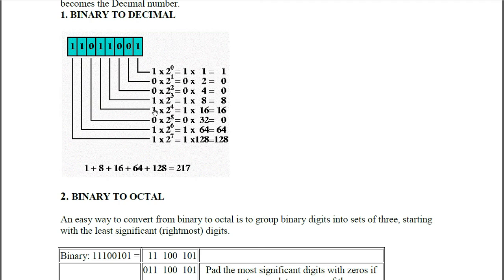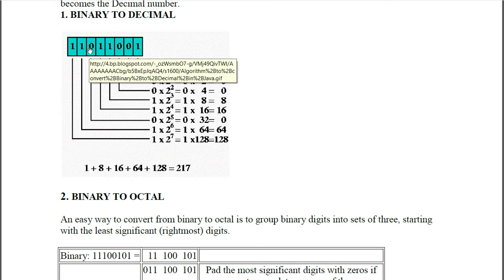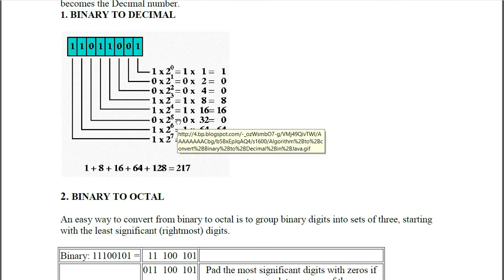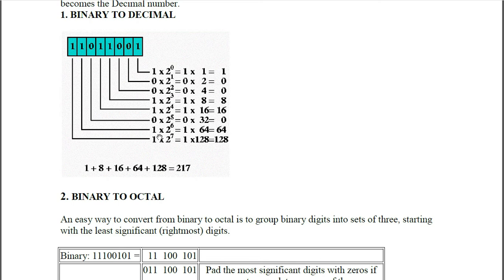Next one, 1 into 2 raised to 4. Next digit is 0, 0 into 2 raised to 5. Next digit is 1, 1 into 2 raised to 6. And the next digit is 1 into 2 raised to 7, since it is the 8th digit. Okay, so next we have to calculate the equation. 1 into 2 raised to 0 is 1 into 1, since 2 raised to 0 is equal to 1. Next, 0 into 2 raised to 1 is 0 into 2.